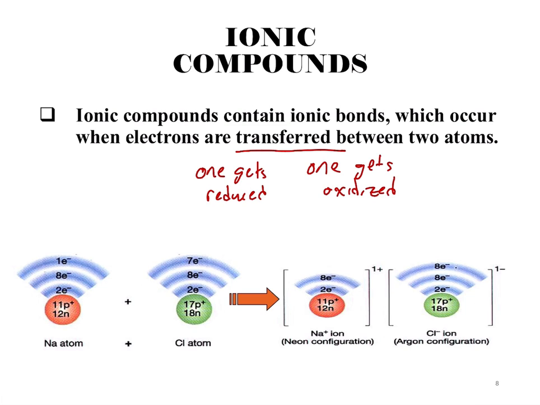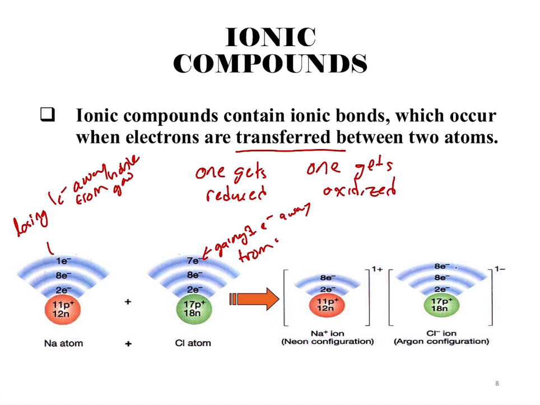So here we have a chlorine atom and a sodium atom that are interacting. They're right next to each other. We know that sodium is losing one electron, losing one electron away from noble gas configuration. And then chlorine is gaining one electron, one electron away from a noble gas configuration.